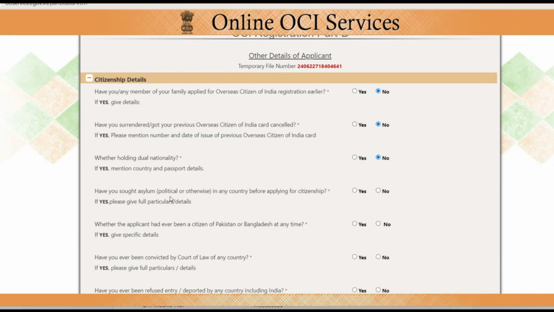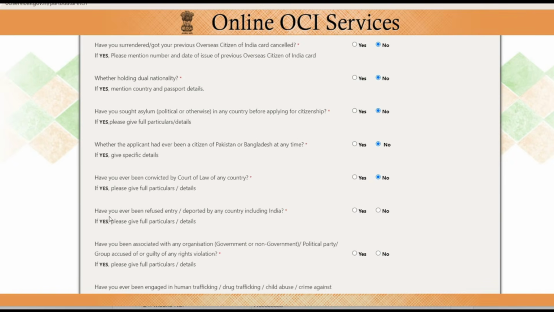Have you sought asylum? You have to choose your response. Whether the applicant has ever been citizen of Pakistan or Bangladesh at any time, you have to choose your response. And depending on yes, you would have seen that for the citizen of Pakistan and Bangladesh, the OCI will not be given. You can check the information which was given at the start. Then, have you ever been convicted by court of law of any country? You have to choose your response. Have you been refused entry, deported by any country including India? You have to choose your response.